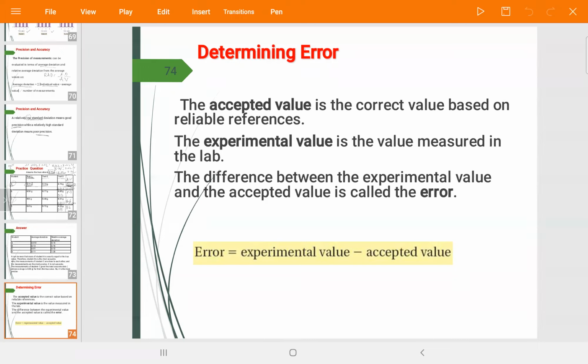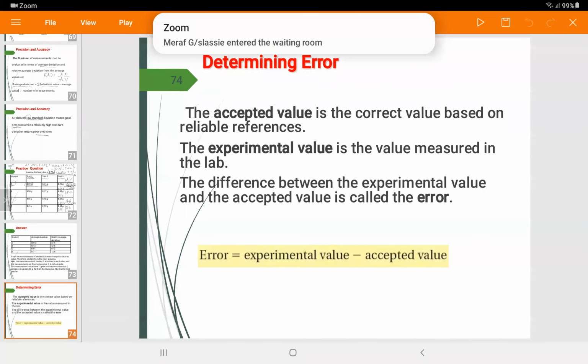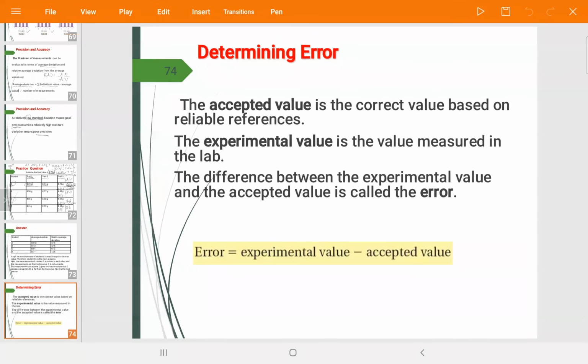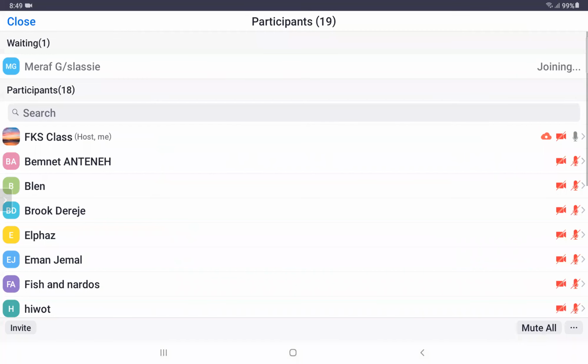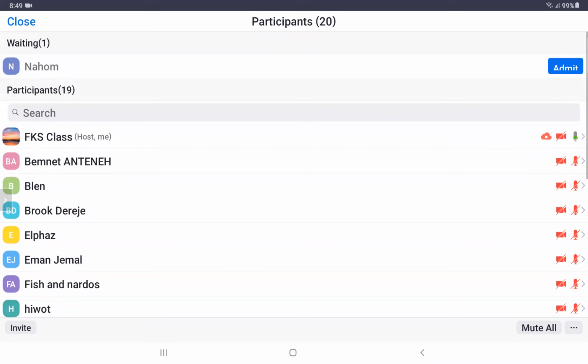All right. So in our previous lesson, we learned about the difference between precision and accuracy. And we also learned that if you are given measured values, there is a way to determine whether those measured values are accurate or precise.